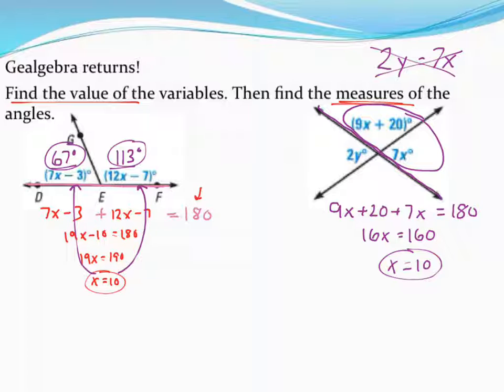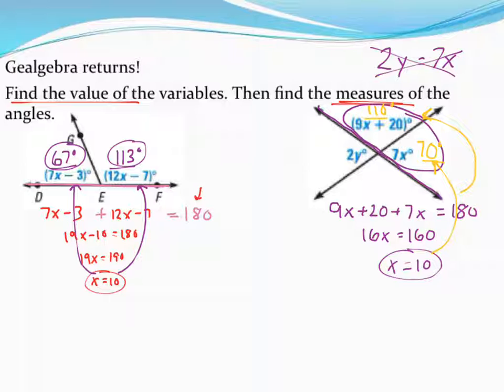so let's plug that back in our equation, or our picture, and see what our angles are and see if that gives us any insight for finding y next. So I'm going to plug in 10 for x, 7 times 10 gets me 70 degrees for this angle right here, and then plug in 10 for x up here, 9 times 10 is 90, add 20 onto that, so there's 110. Again, I can check that by adding those two angles together. 110 plus 70 is 180, like we said it should be.